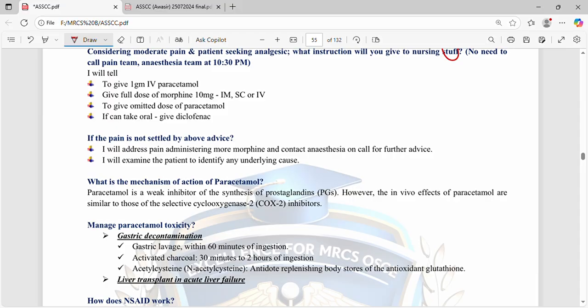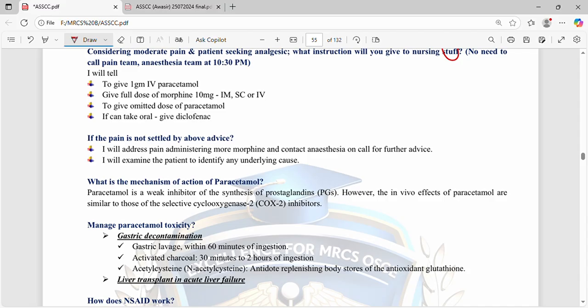If the pain is not settled by the above advice, I will address pain by administering more morphine and contact anesthesia on call for further advice. I will examine the patient to identify any underlying cause. So first you have to assess the patient for any other reason, and then you can give more morphine, like you can increase the dose of morphine, and you have to inform the anesthetist or seek their help.